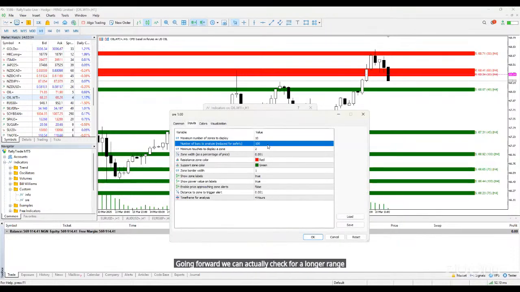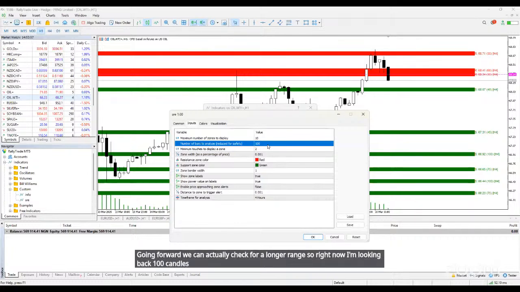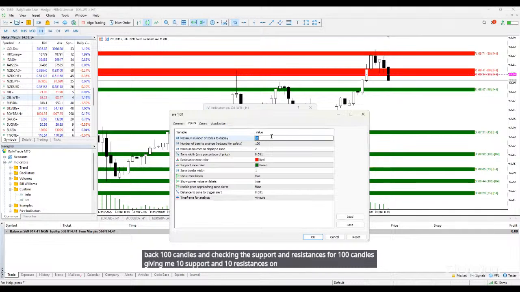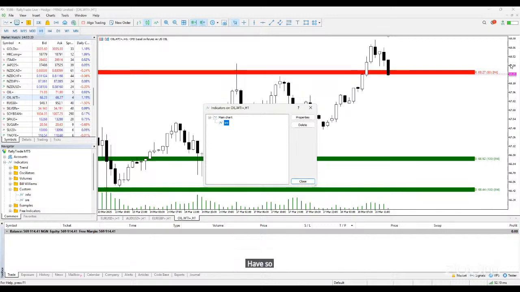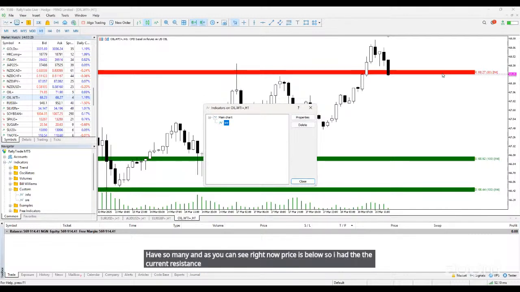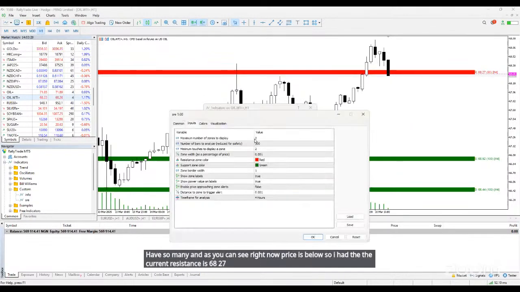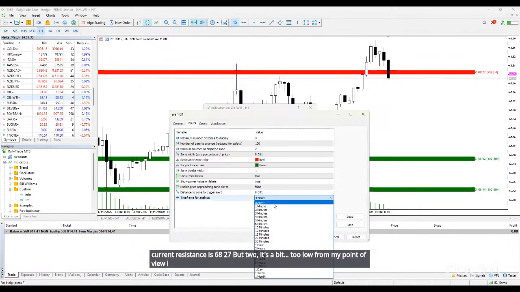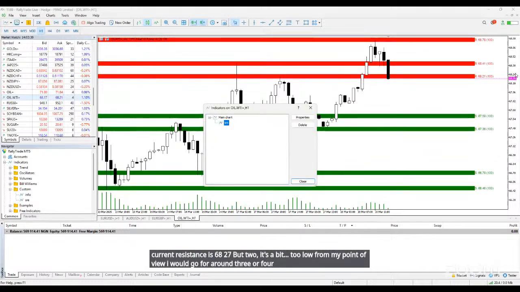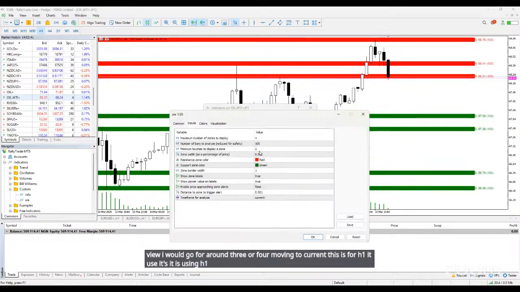So right now I'm looking back 100 candles and checking the support and resistances for 100 candles, giving me 10 support and 10 resistances on each side. I can drop it to 2, for example, if I don't want to have so many. And as you can see right now, price is below. So the current resistance is 68.27, but 2 is a bit too low from my point of view. I would go for around 3 or 4. Moving to current, this is for H1. It is using H1 when I have it on current.